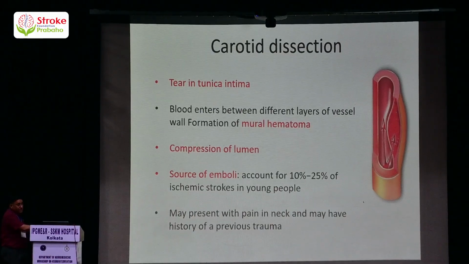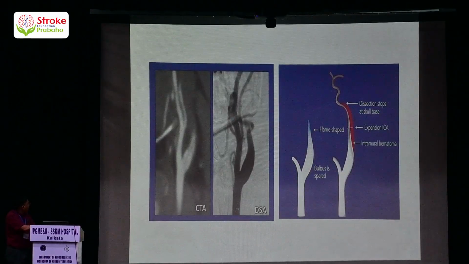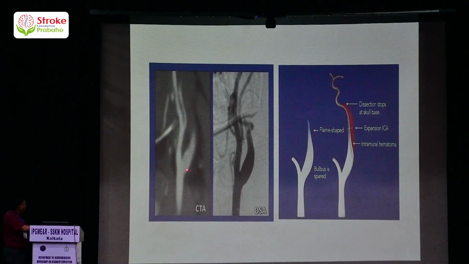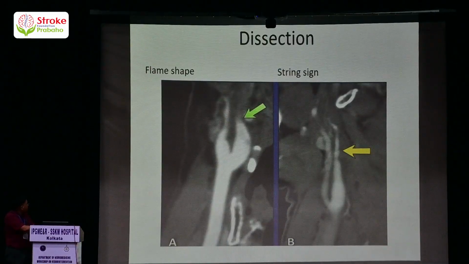Another cause can be dissection. First is atherosclerosis, another is dissection. Dissection is a tear in the intima, and there is a mural hematoma, and because of the mural hematoma, the lumen is compromised here, and it may produce a source of emboli. Usually the classical appearance is flame-shaped occlusion, and this dissection flame may extend up to the distal skull base. So sometimes we have flame-shaped occlusion, or sometimes we have a string sign here.